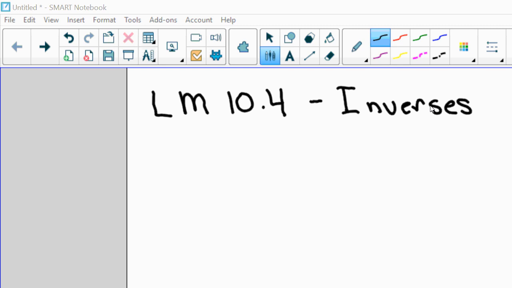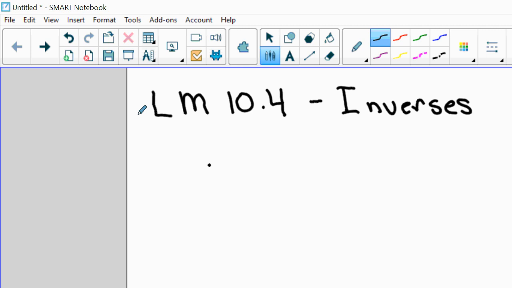Well, anyway, here's section 10.4, inverses, lecture 1 of, I don't know, there's a lot here. So we're going to do a review of inverses in general to start with. Most people say, what is an inverse? And they reply, switch x and y. That works great. Let's do it.